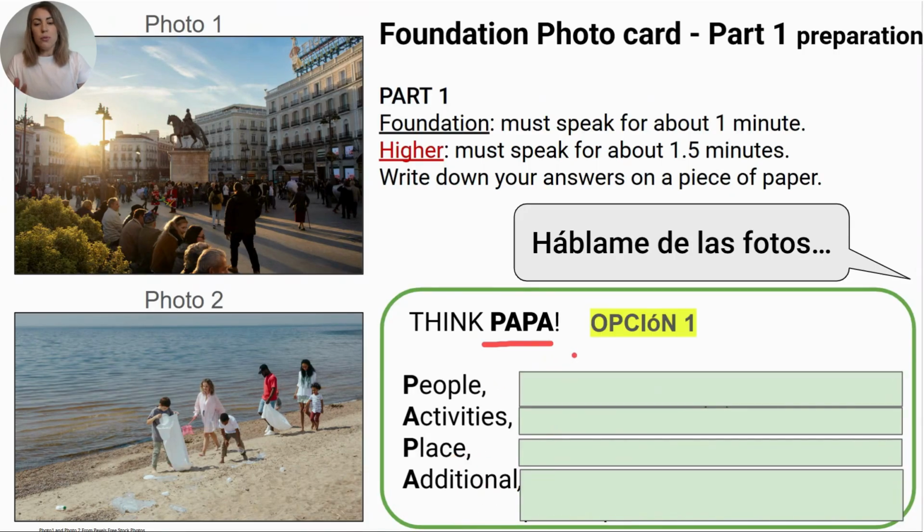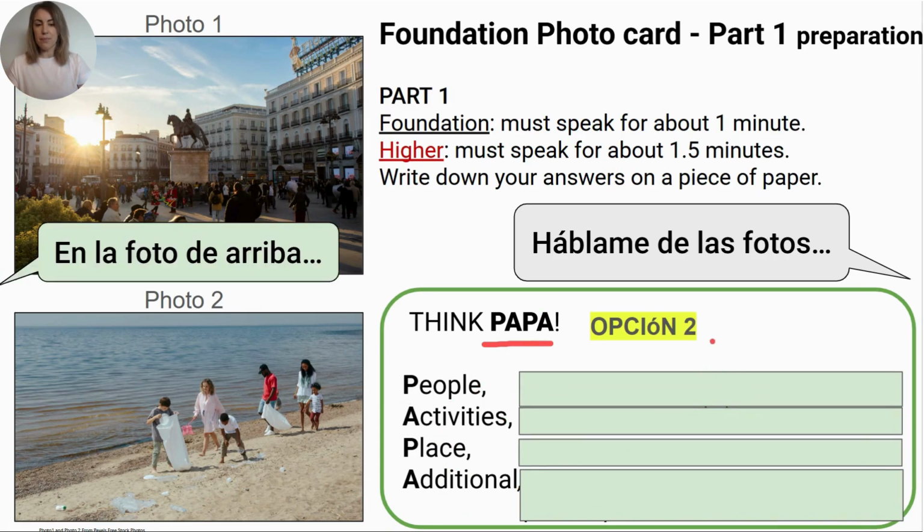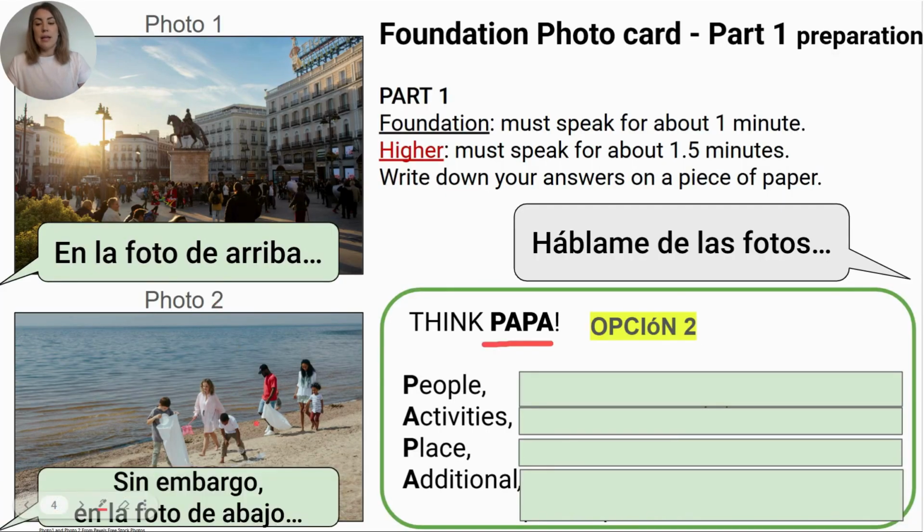Now, option 1 is you can describe both photos with just this prompt. So remember to do it for each of them. And in the photo at the top, there is this and that. However, at the bottom, there is this and that. Option 2. Here you have some ideas. En la foto de arriba. Sin embargo, en la foto de abajo, and for each of them, you're going to go through people, activities, place, additional, at least 2 items per section.